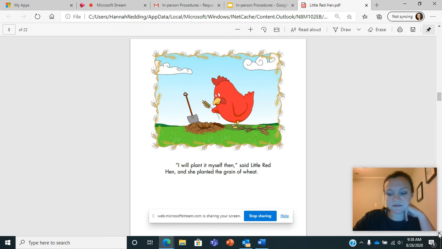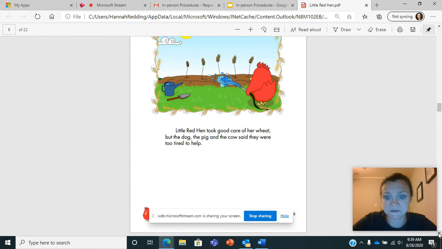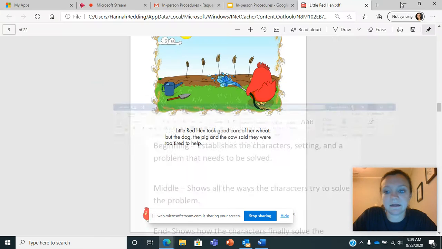Let's see if it works. Let's see if she can do it without her friends. Little Red Hen took good care of her wheat, but the dog, the pig, and the cow said they were too tired to help. Hmm. Well, is her problem solved? Are her friends helping? No, they're not. And remember, in the middle of the story, it just shows all the ways that the character is trying to solve the problem. So that's the first way she tries. Did it work? Nope. They said they're too tired.